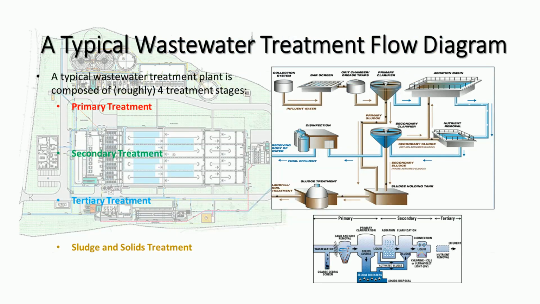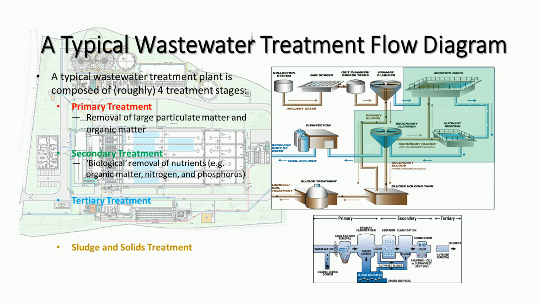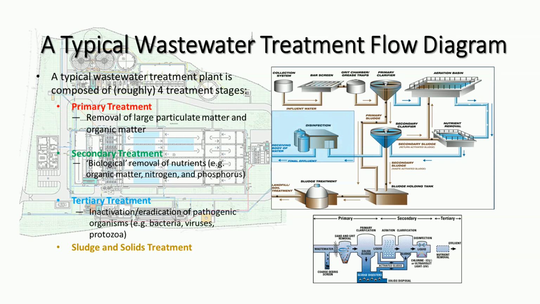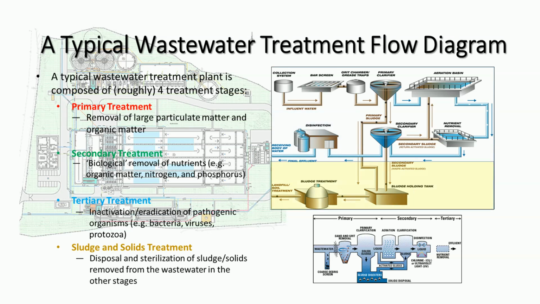A typical wastewater treatment plant is usually composed of 4 treatment stages. Primary treatment, where a majority of the suspended solids are removed from the wastewater stream. Secondary treatment, where nutrients and organic matter are removed using a diverse community of microorganisms. Tertiary treatment, where the water is disinfected, thereby destroying pathogenic organisms. And sludge and solids treatment, where sludge generated in the other stages of treatment is reduced, stabilized, and disposed of.